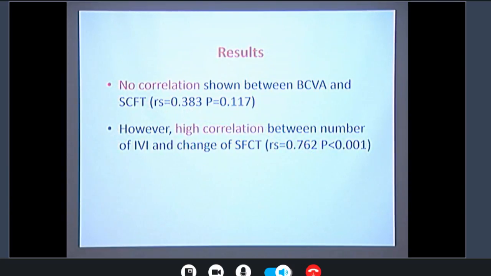Also, we studied the correlation between the best corrected visual acuity and the subfoveal choroidal thickness, but there was no correlation. The group is only 18 patients, okay? So we cannot get a lot of information from that, because with a small number of patients, if there is a huge decrease of visual acuity in one, it can change the results of the group. But what we think is a striking finding is that there is a high correlation between the number of injections we are doing and the changes in the subfoveal choroidal thickness. So we are injecting the patients, we are maintaining the vision, we are doing something.